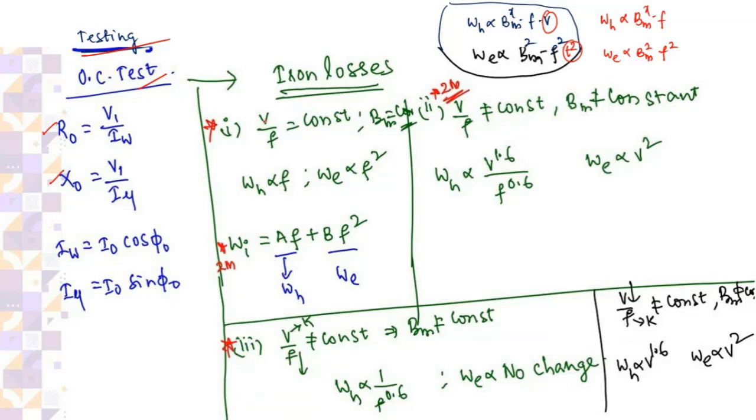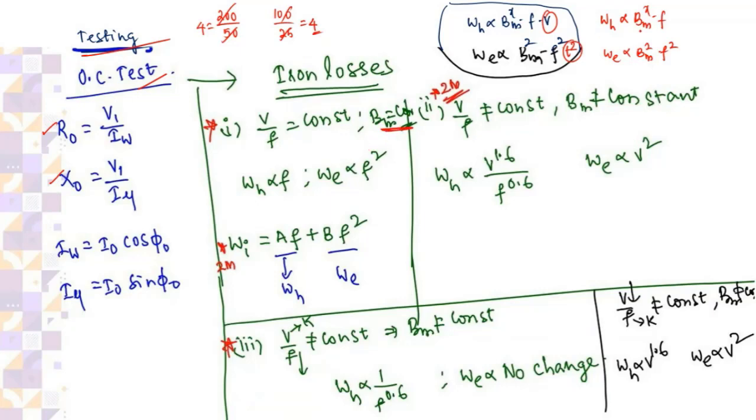If the transformer is designed for rated voltage and rated frequency, and the transformer is again operated at other than the rated voltage and other than the rated frequency, but the ratio is constant, voltage to frequency ratio is constant. For example, if the transformer is rated at 200 volts and 50 hertz, now if it is operating at 100 volts and 25 hertz, you check the voltage to frequency ratio. It is 4. And now see here, the voltage to frequency ratio is still 4. So the flux density is not changing.